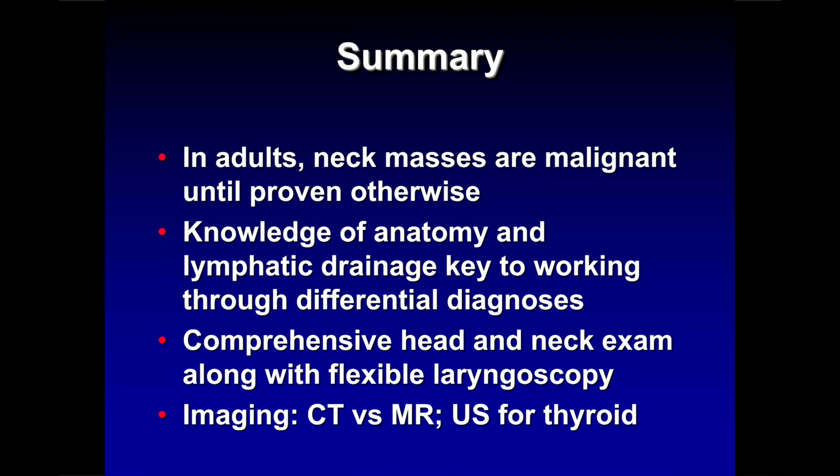So in summary, in adults, neck masses are malignancy until proven otherwise. Having a detailed knowledge of the anatomy and lymphatic drainage is key to working through differential diagnoses. A comprehensive head and neck exam is key, along with flexible laryngoscopy, to see all the mucosal surfaces of the upper aerodigestive tract. For imaging, we talked about CT versus MR, CT being the workhorse for much of the pathologies of the head and neck, whereas ultrasound is really key for thyroid, which was covered elsewhere.